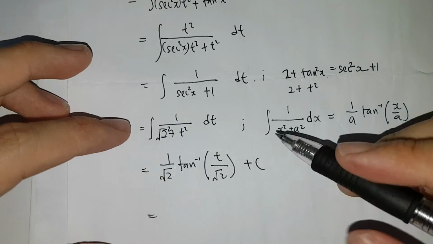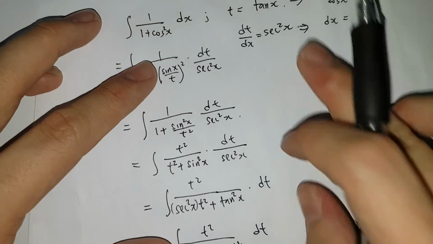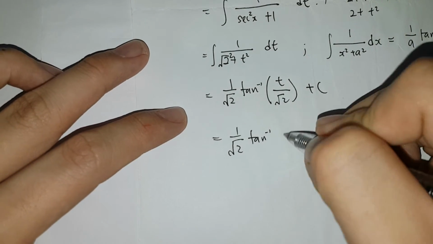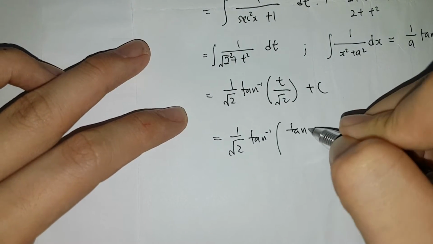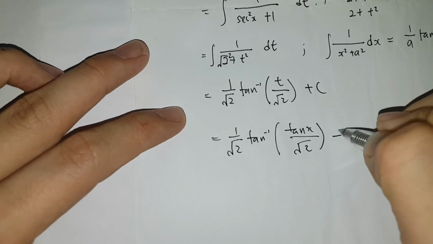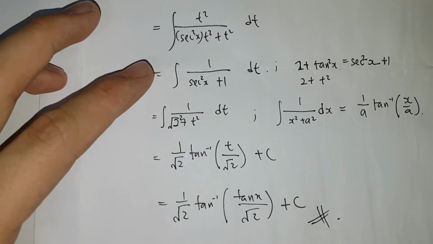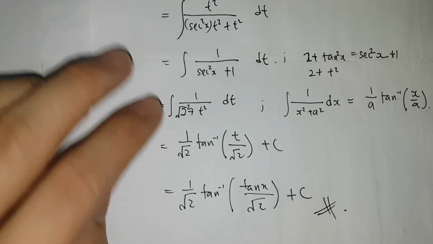Now change your t into terms of x, because initially this is in terms of x, right? So this will be 1 over square root 2 tangent inverse of tangent x over root 2 plus c. Alright, so this should be your final answer. So leave it as such.